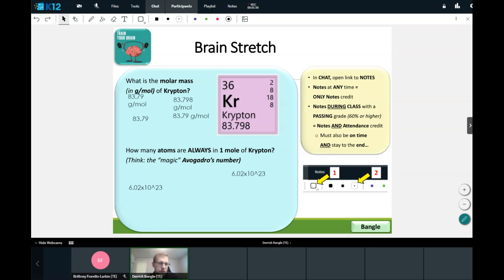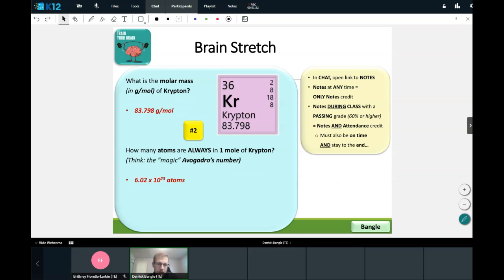So yeah, the molar mass of krypton is always going to be that decimal number. So it's going to be 83.798 grams per mole. And then remember, the amount of atoms always in 1 mole of krypton, but it can be 1 mole of hydrogen, it can be a mole of oxygen. Any element, it could be a mole of anything. A mole is always 6.02 times 10 to the 23, but our units here are going to be atoms. All right? So go ahead and write down these answers for number 2 in your notes and raise your hands when you're ready to move on.